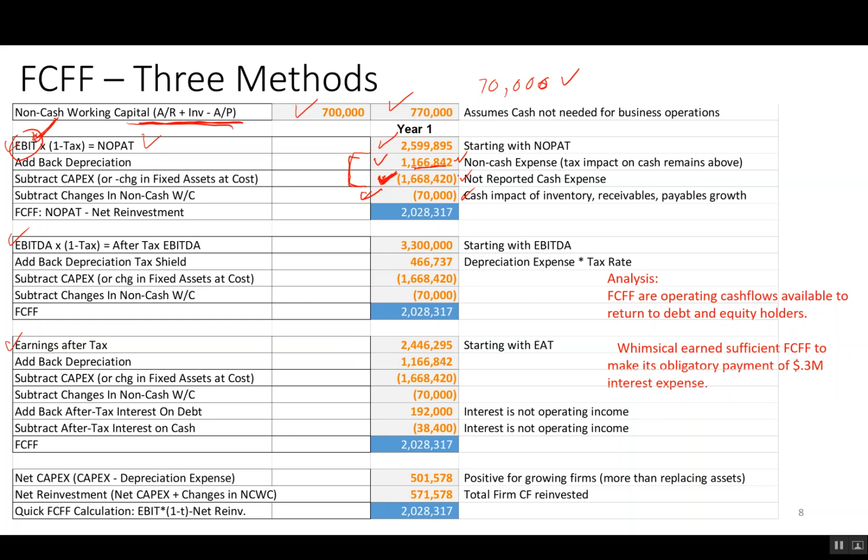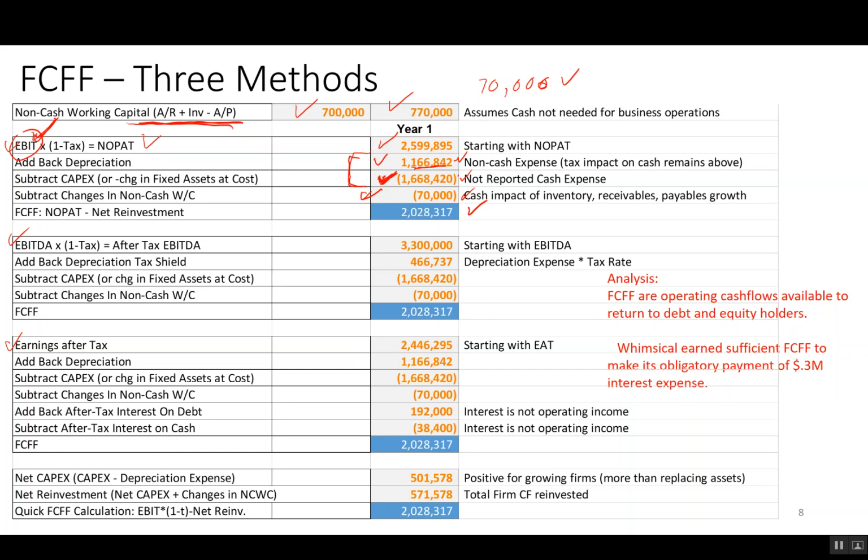And now we have free cash flows to the firm of $2.028 million. So that is the cash that's available to now buy back some debt, buy back some stock. In other words, retire debt, buy back some stock, pay a bigger dividend, or maybe even increase our CapEx to increase sales later.